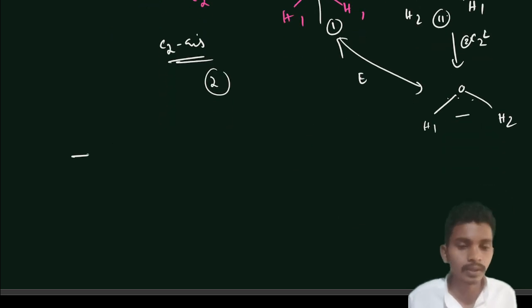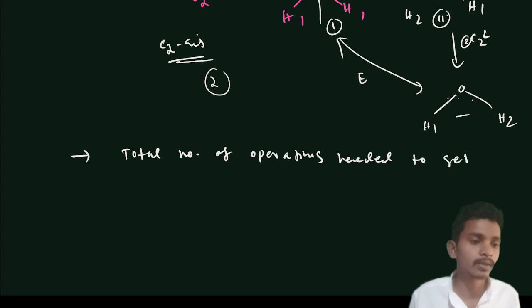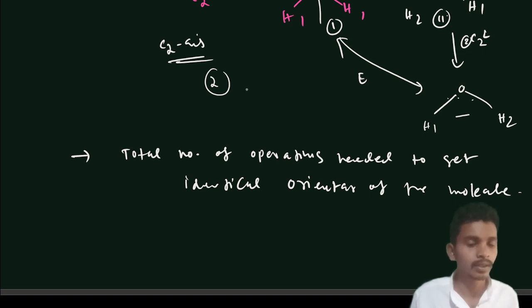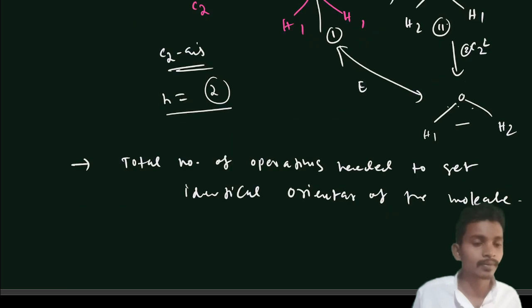So this is actually the total number of operations needed to get identical orientations of the molecule. So here for the C2 axis, how many operations? So h equals 2, that is the order of the group, and the order is represented by h. So here it is 2.